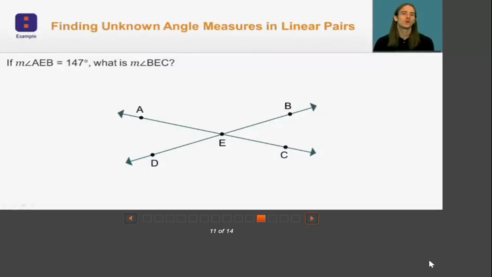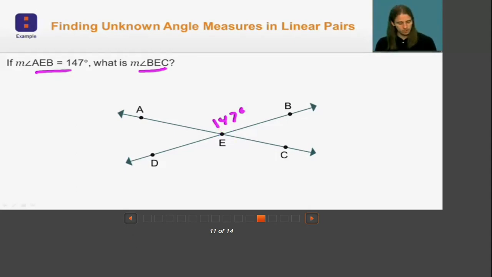Let's solve a problem using what we know about linear pairs. Here we're told that the measure of angle AEB is 147 degrees. Then we're asked to find the measure of angle BEC. I see that those two angles form a linear pair because they are adjacent angles that form a straight angle.